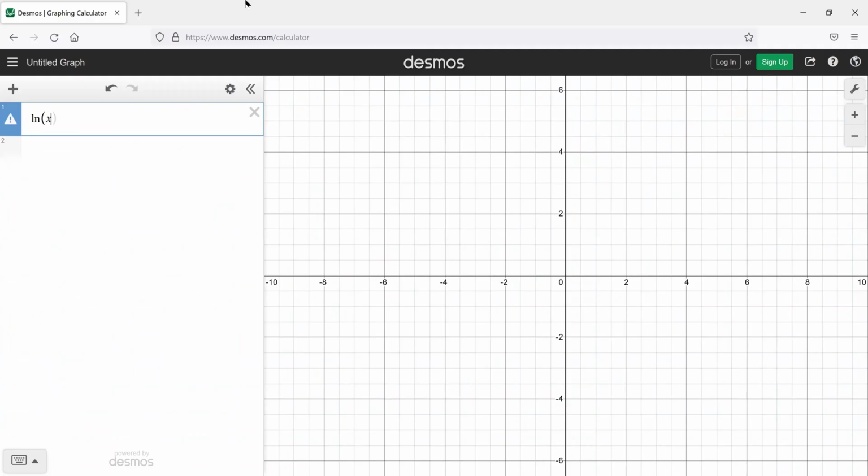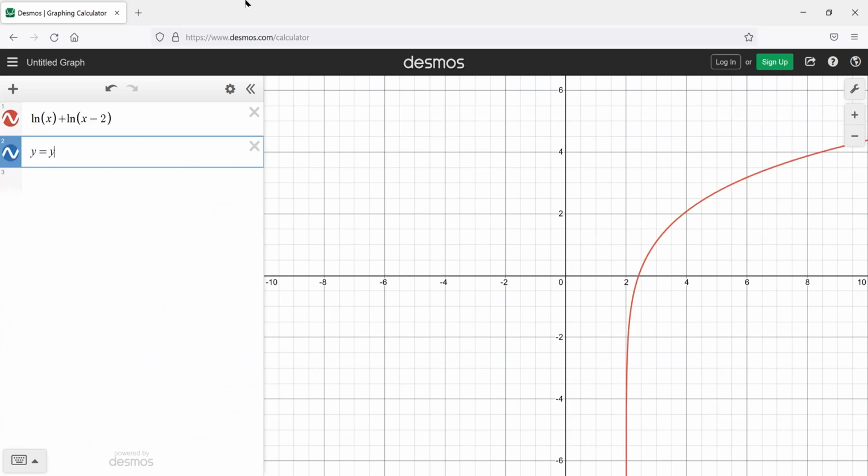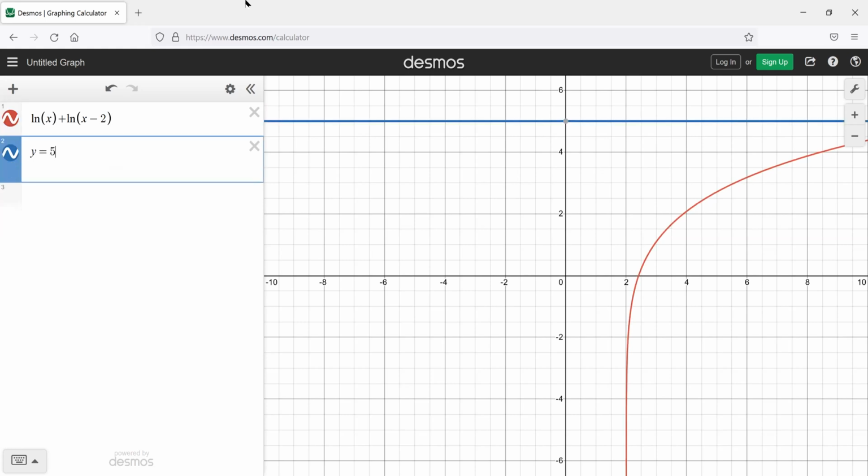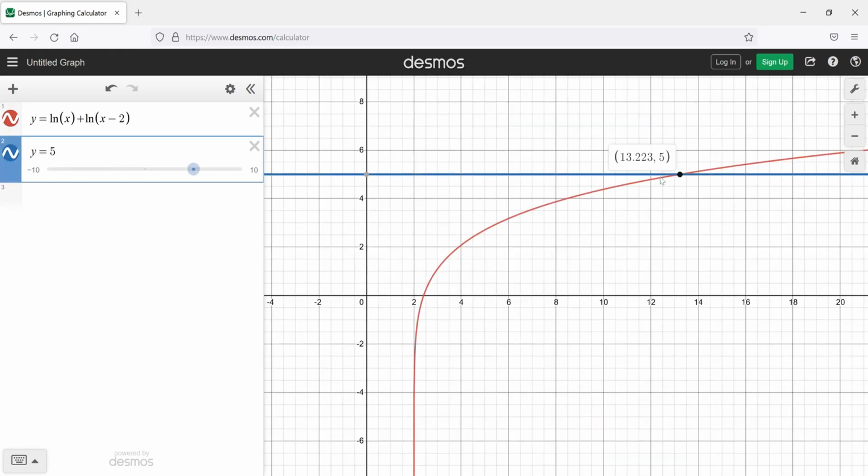But I just type in exactly what is written. And then instead of putting equals 5, I'm going to write y equals 5. And then in the previous one, you can write y equals. And what we're essentially doing is figuring out where they intersect, and they intersect right there at 13.22. So basically each side of the equal sign is an entry into Desmos for this. Okay.